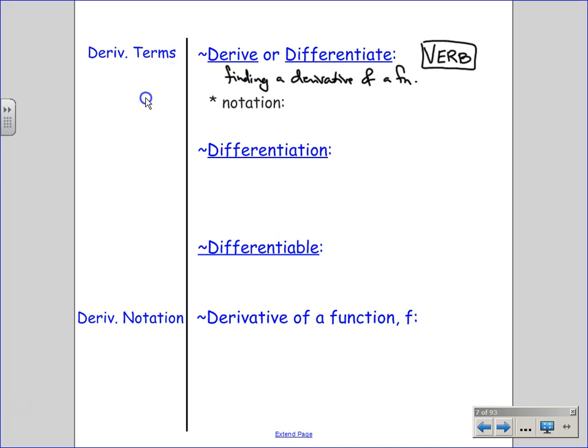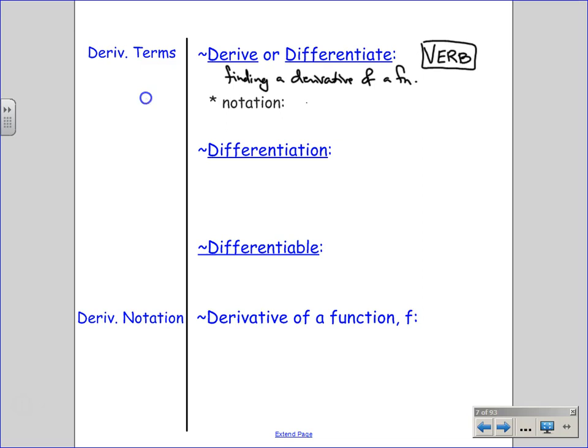So if the directions say something about differentiating, you're not just trying to, like in English, map out the compare and contrast and trying to distinguish what's going on. That's not differentiate in math. Differentiate means to take a derivative, to find a derivative, solving for the derivative. To derive or to differentiate.